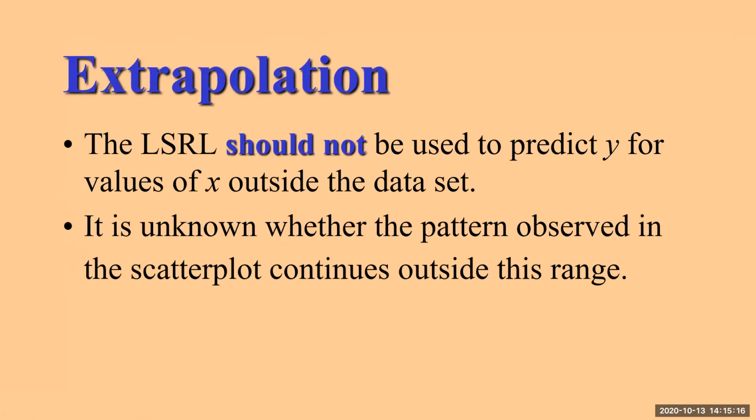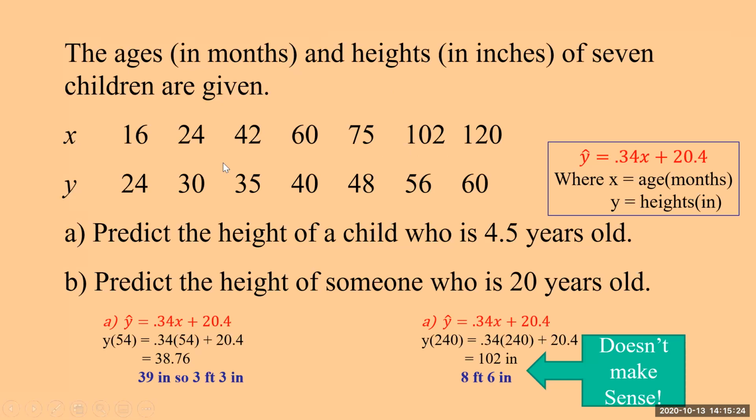It is unknown whether the pattern observed in the scatter plot continues outside this range. So notice in the previous example, I only have from months 16 to 120. So this prediction line only is a good predictor between months 16 and 120. Trying to plug in somebody that is 240 months old is not going to work, because what happens as we get older? Eventually we stop growing, right? We're not going to grow at the same amount all the way till forever.